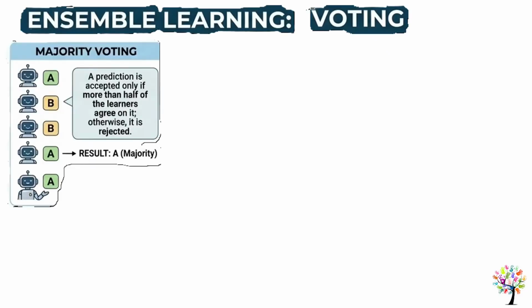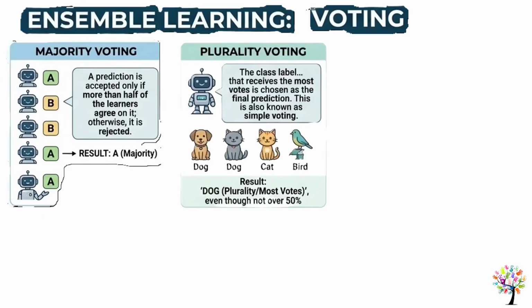Alright, so in ensemble learning, there's this concept of voting. Combining the outputs of base learners is a critical step. The choice of strategy depends on the task and the type of output from the learners. So you get voting for classification, and the types are majority voting: a prediction is accepted only if more than half of the learners agree on it. Otherwise, it's rejected. You get plurality voting: the class label, think categorization of an image to dog, cat, etc., that receives the most votes is chosen as the final prediction. This is known as simple voting.